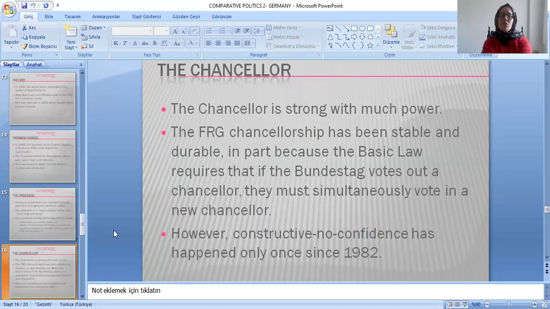The chancellor is strong, with much power in German political life. The FRG chancellorship has been stable and durable in part because the basic law requires that if the Bundestag votes out a chancellor, they must simultaneously vote in a new chancellor. However, constructive no confidence has happened only since 1982.